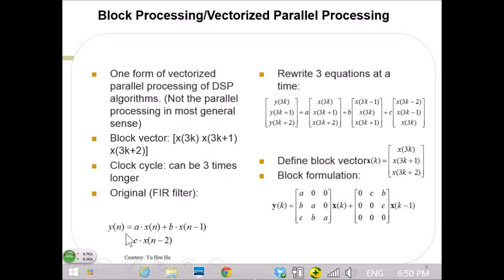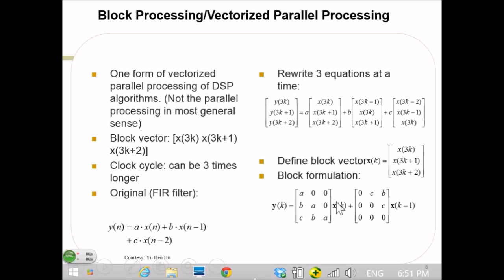So this one is again an FIR filter. Here I'm processing essentially 3 samples at the same time. So instead of n, I put 3k, and substitute 3k everywhere I find n. Because I'm interested in computing 3 samples, I have y of 3k, 3k plus 1 and 3k plus 2. If I'm interested in 4 samples, it would be 4k, 4k plus 1, 4k plus 2 and 4k plus 3. Now if I define my block vector as this, my y of k would be in matrix format this way.